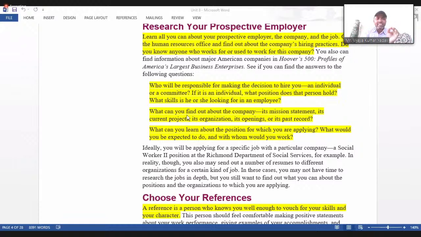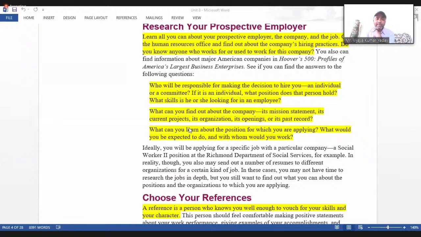What skills is he or she looking for in an employee? That person is going to appoint you, that person is going to select you. So what skills is that person looking for in the employee? What skills is he or she looking for in you? That you have to know.